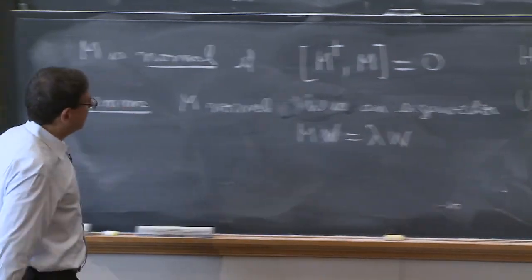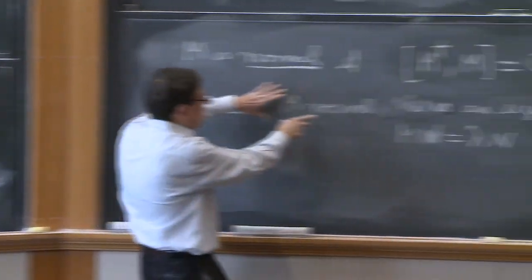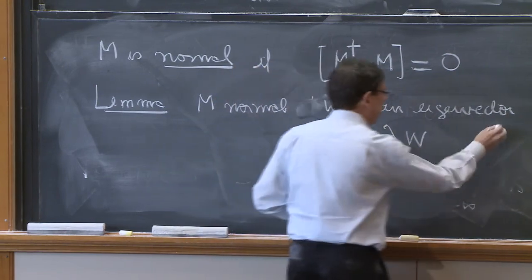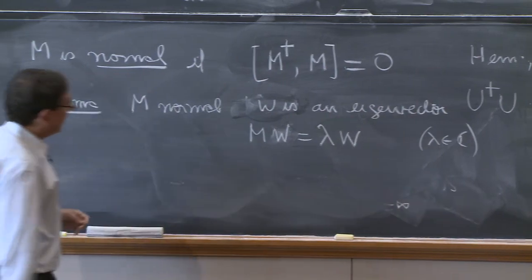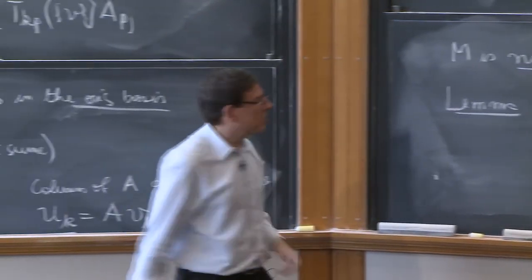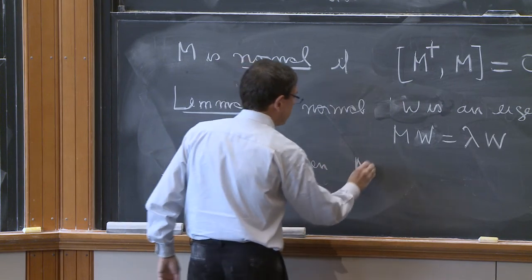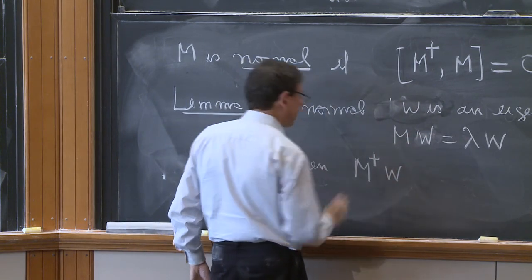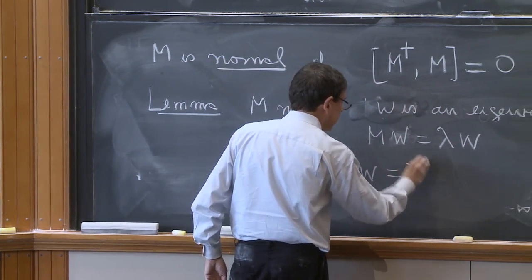So here is what a normal operator is doing. You have a normal operator, it has an eigenvector with some eigenvalue. Lambda is a complex number in principle, then the following result is true. Then M dagger omega is also an eigenvector of M dagger, and it has eigenvalue lambda star.